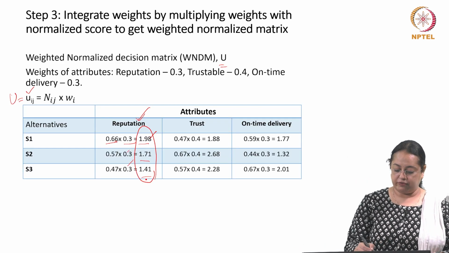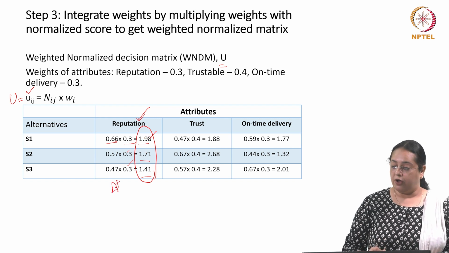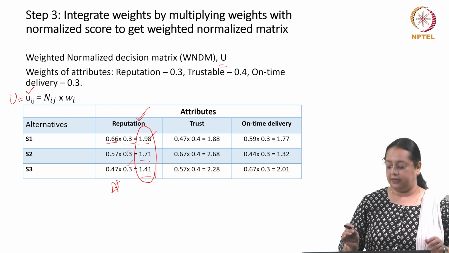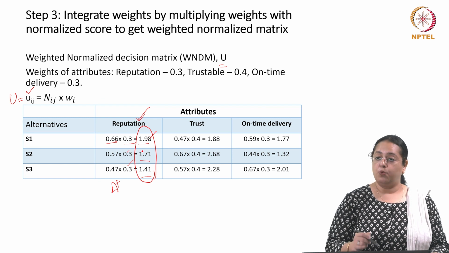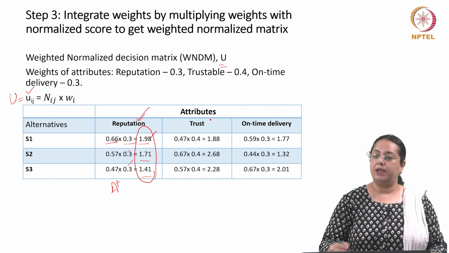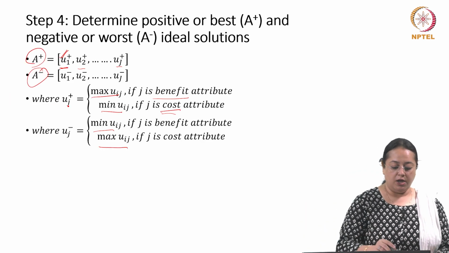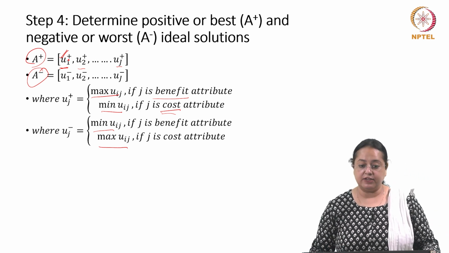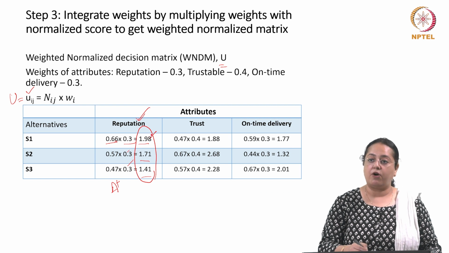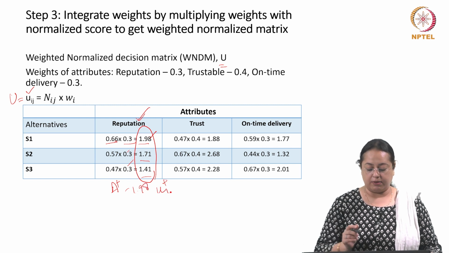Now we have to find the A plus. For that, I need to get the set: U1 plus, U2 plus, U3 plus. How do we get U1 plus? It is the maximum Uij for the attribute. So the maximum of this one will give me the A plus, and this will be U1 plus.